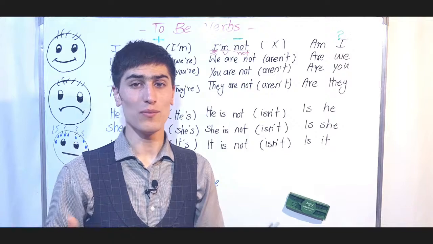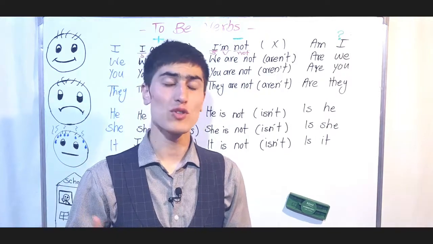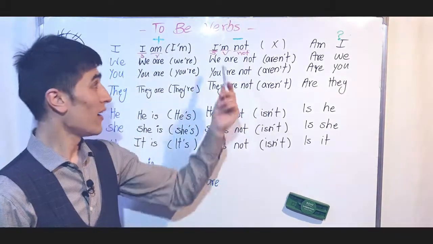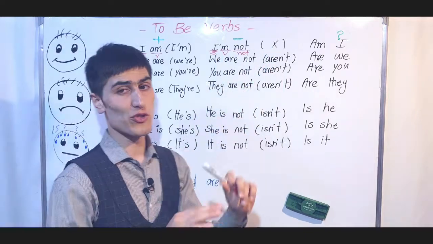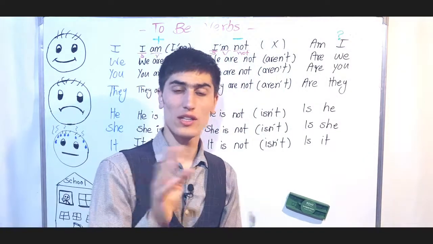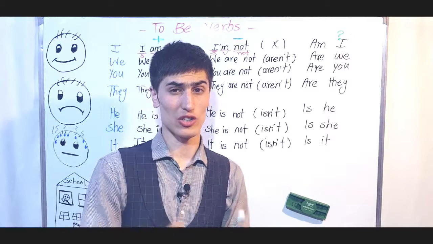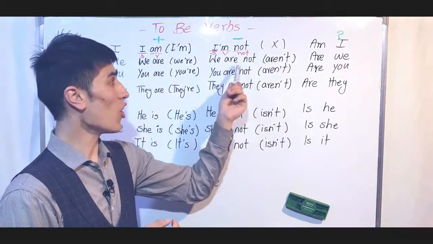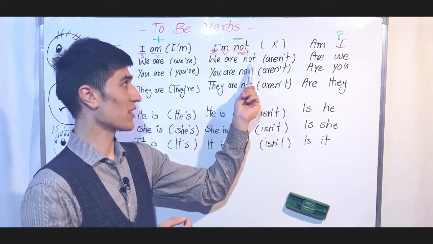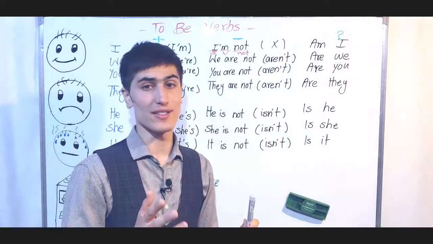I'm not. I'm not a teacher. I'm not a teacher. Anyways, I'm not. Contraction form, I mean short form, it doesn't have. Am not is a structure that doesn't have a short form. Okay? We are not.